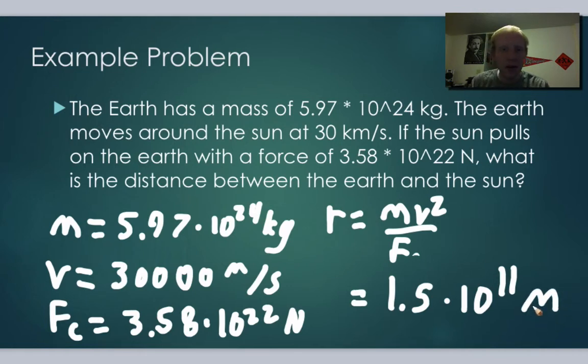Or basically 150 billion meters. So that's how far away the Earth is from the sun. And if you put that on Google, you can check. That's actually how far away it is. But pretty simple to work with.